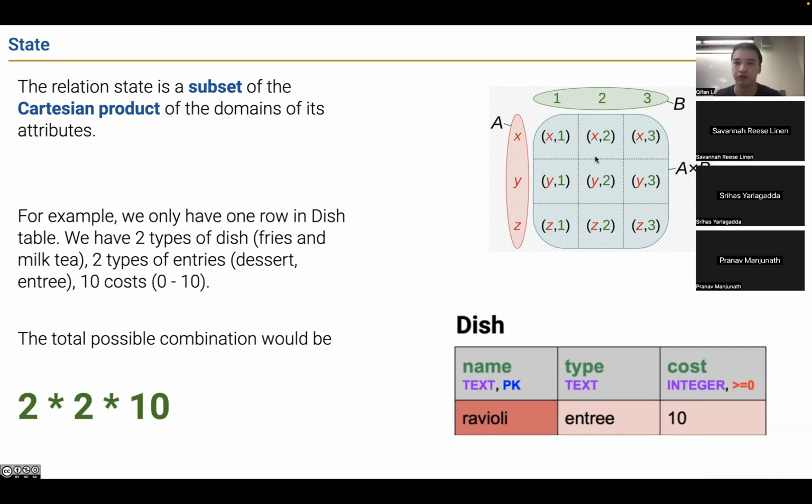For example, we have 3 elements in A and 3 elements in B. So the total elements in this Cartesian product can be 9. And what does this mean? It means, for example, in our dish table, if we only have one row, we have 2 types of dish, 2 types of entrees, and 10 costs, for example from 0 to 10. So the total possible combinations are going to be 2 times 2 times 10.